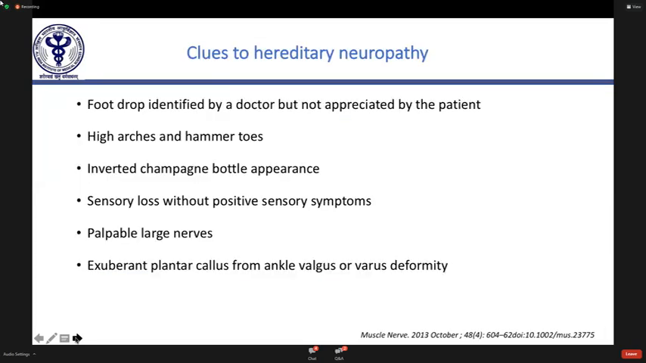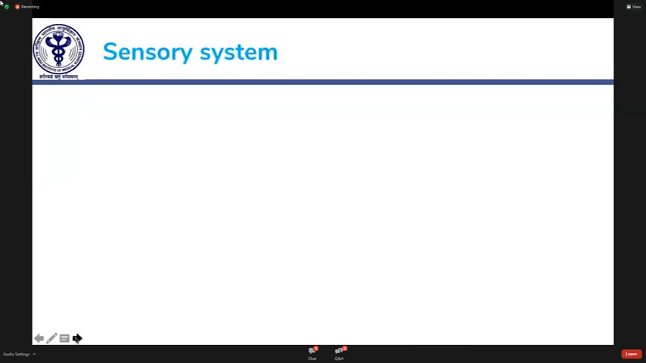So what are the clues towards a hereditary neuropathy? A foot drop identified by a doctor but not appreciated by the patient. There are high arches, hammer toes, an inverted champagne bottle appearance, sensory loss without sensory symptoms, palpably enlarged nerves, and exuberant plantar callus from angular valgus or varus deformities.